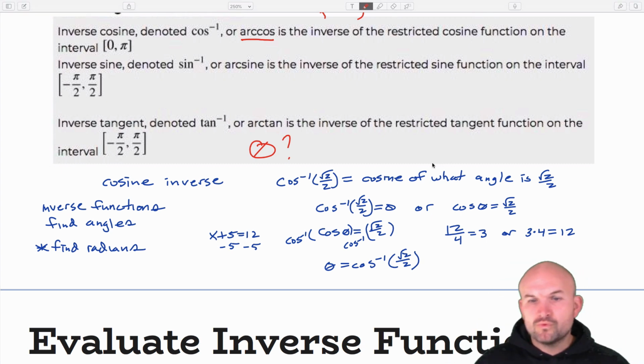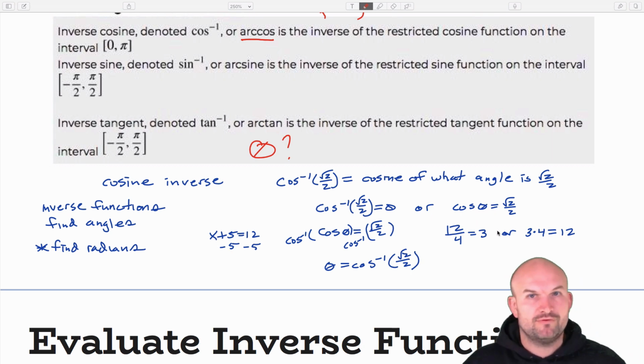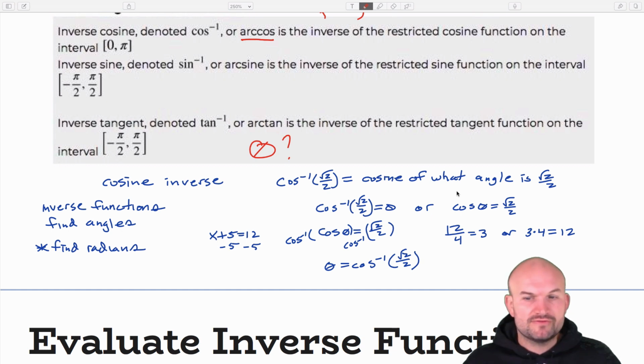Another thing I expose the students to is, if cosine inverse of square root of 2 over 2 equals theta, then you can rewrite the statement as cosine of theta equals square root of 2 over 2. Because that's what you're asking: cosine of what equals square root of 2 over 2.